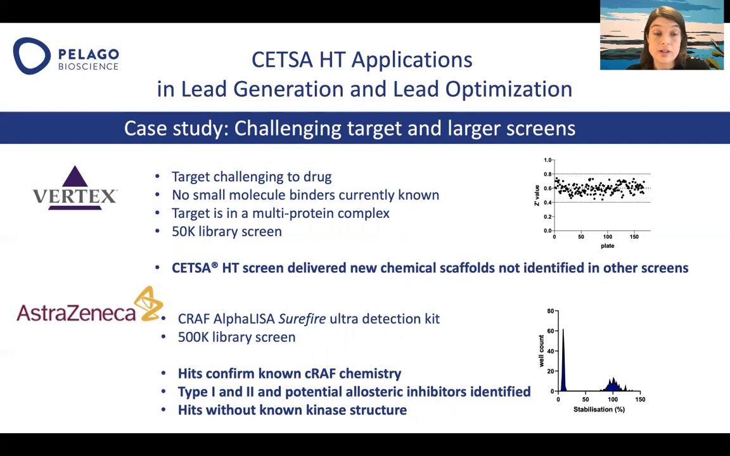AstraZeneca has done a larger screen, so 500,000 compounds. They are basing their screen on the alpha LISA surefire detection method. And they have screened the compound versus CRAF. And they've been able to confirm both known CRAF compounds, but also compounds without known kinase activity.